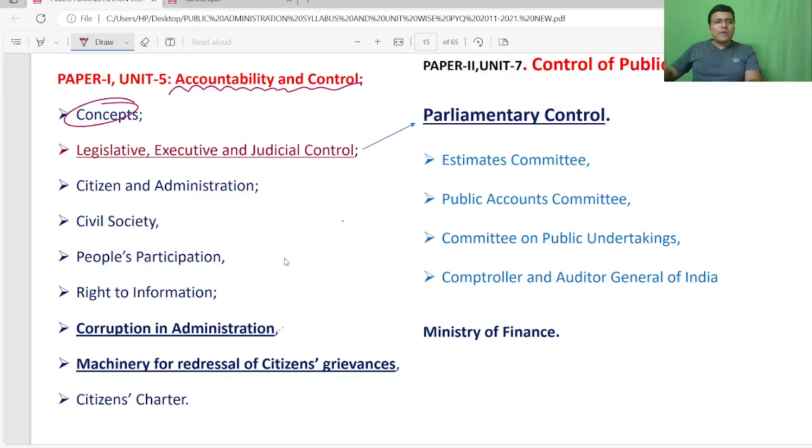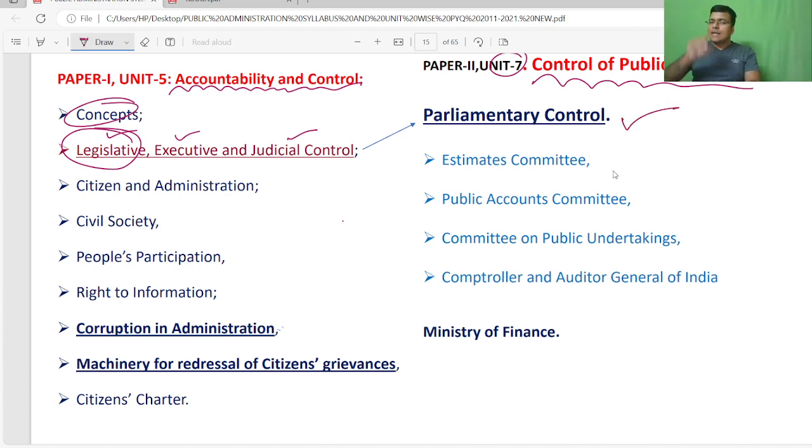Okay, so now we discuss legislative, executive, judicial control over administration. First, we start with legislative control over administration. And remember, this legislative control over administration is equally important to understand, as it will again be reflected in paper 2 unit 7, control over public expenditure, where parliamentary control is there.